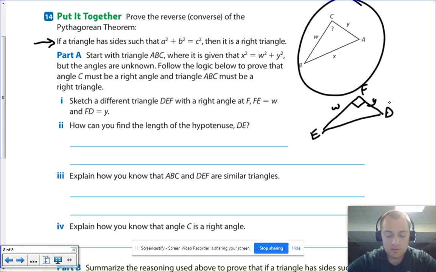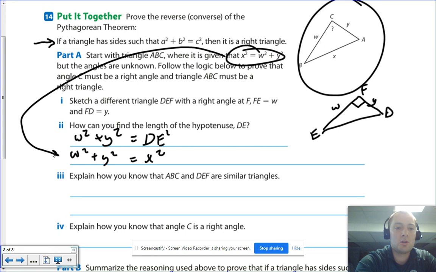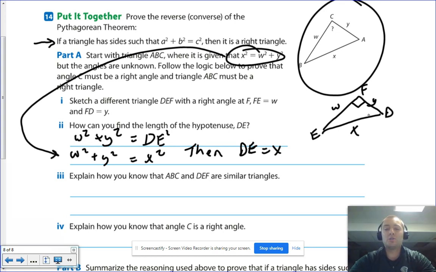Well, since it's a right triangle, we know that W squared plus Y squared, so that's given in this triangle that I just drew, has to be equal to DE squared, or ED squared. So that side squared. Okay, but we also know that w squared plus y squared equals x squared because it says it right there. And if we know that's the same, and if you look at the left side, it's the same in both, that means that DE actually has to be the same as x. So this one would also be x. So we know they have the same side lengths then.